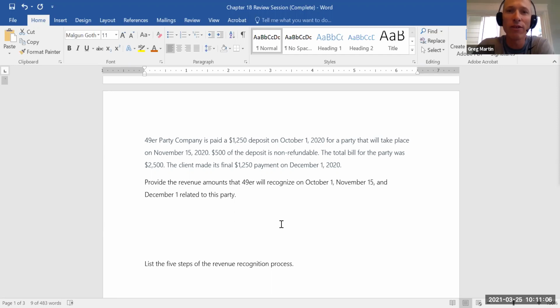Step 5 in revenue recognition says, recognize revenue when the performance obligation is complete. So in this situation, what is the performance obligation? Again, you can unmute yourself or you can put it in the chat. What is the performance obligation in this contract?